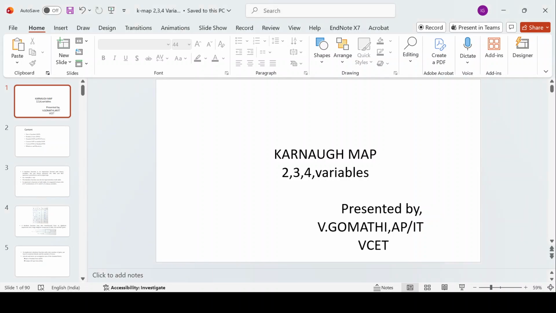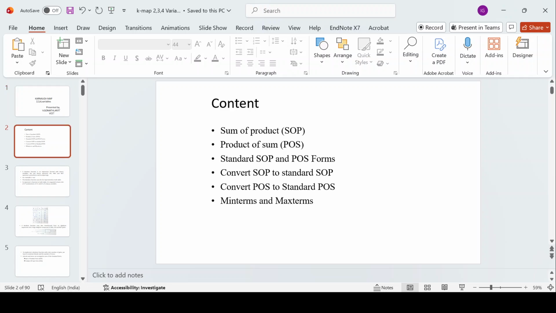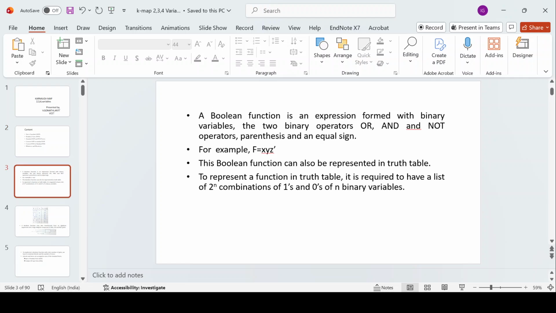Good wishes. Today we are going to see about Karnaugh map. In that we are going to see 2, 3, 4 variables. Before that, we should know sum of products and product of sums, standard SOP forms, and how we can convert the normal SOP into a standard SOP, and what are min terms and max terms.